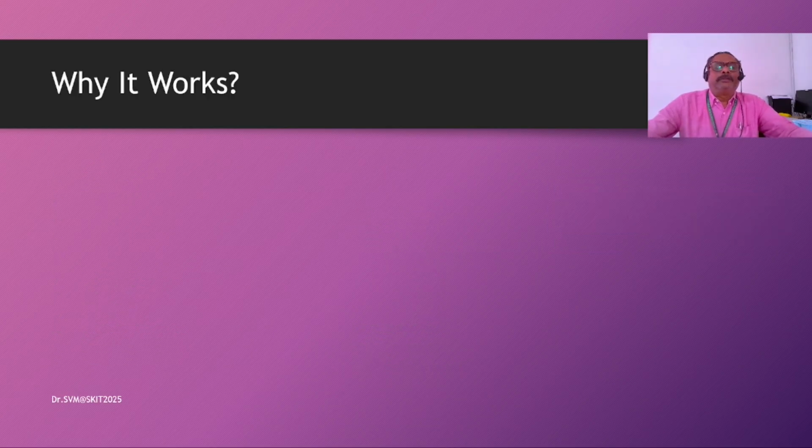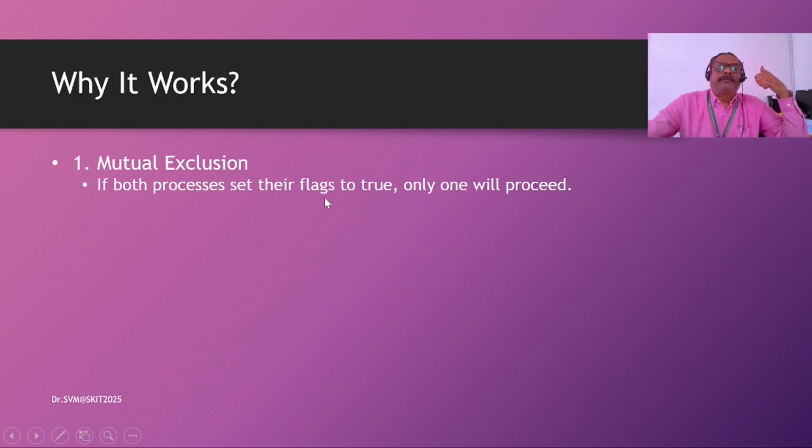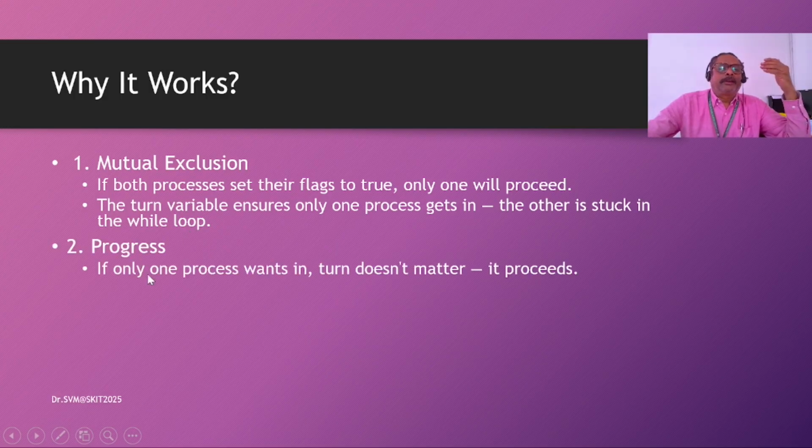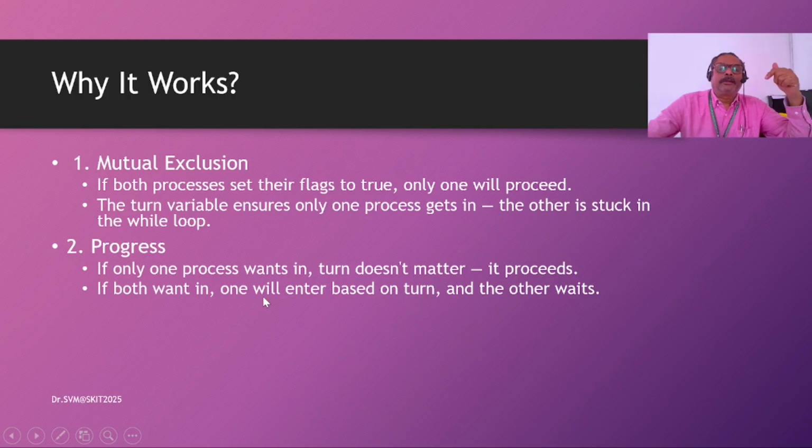So why does it work? First, mutual exclusion. Both processes set their flags to true and only one will proceed, depending on the turn. The turn variable ensures only one process gets in, and the other is stuck in the while loop. Then, progress: if only one process wants in, then the turn doesn't matter, it just proceeds. But if both want in, one will enter based on the turn and the other waits, and once the first is done, the other gets to continue.